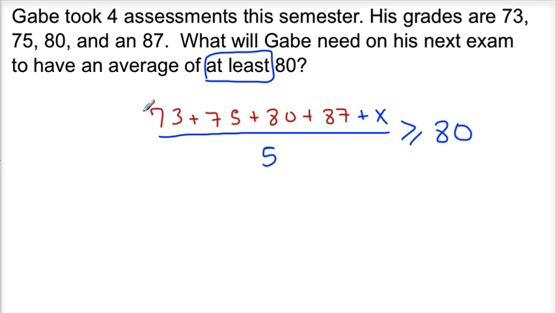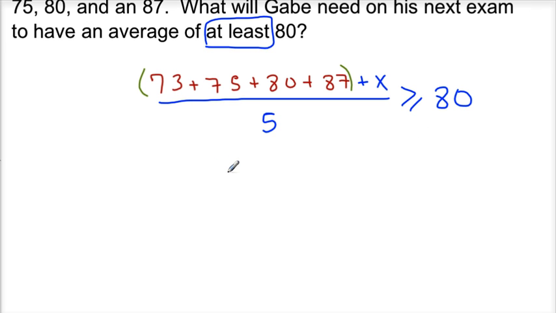We can simplify, we can combine our like terms here. 73 plus 75 plus 80 plus 87. We get a total of 315. So we got 315 plus x divided by 5 is greater than or equal to 80.